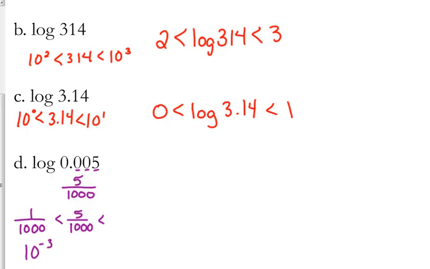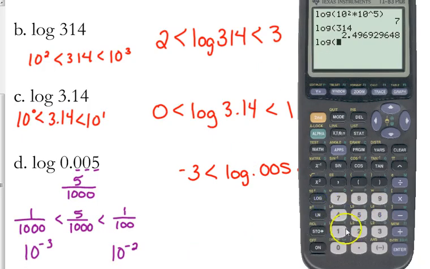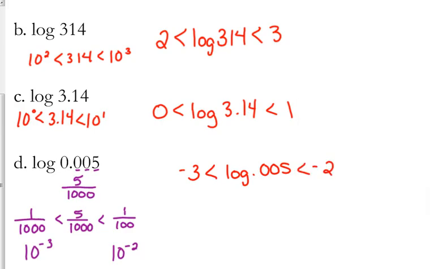So the next consecutive integer, that means negative 2 is consecutive. 10 to the negative 2 is 1 over 100. That is bigger than 5 1,000ths, because remember, the bigger your denominator is, the smaller the number. So that means that the log of 0.005 is between negative 3 and negative 2. I would definitely want to check that one in my calculator just to make sure. The log of 0.005 is negative 2.3. That is between negative 3 and negative 2.